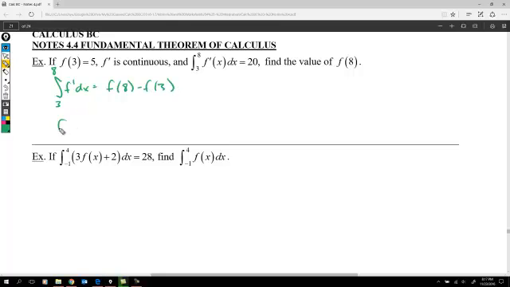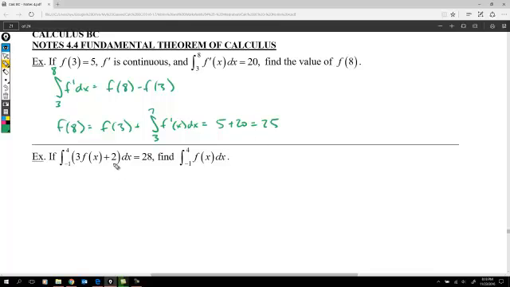That means that f of 8 is going to be f of 3 plus the integral from 3 to 8 of f prime. Well, f of 3 is 5. The integral here is 20. So f of 8 is 25. Fantastic. All right, next example.